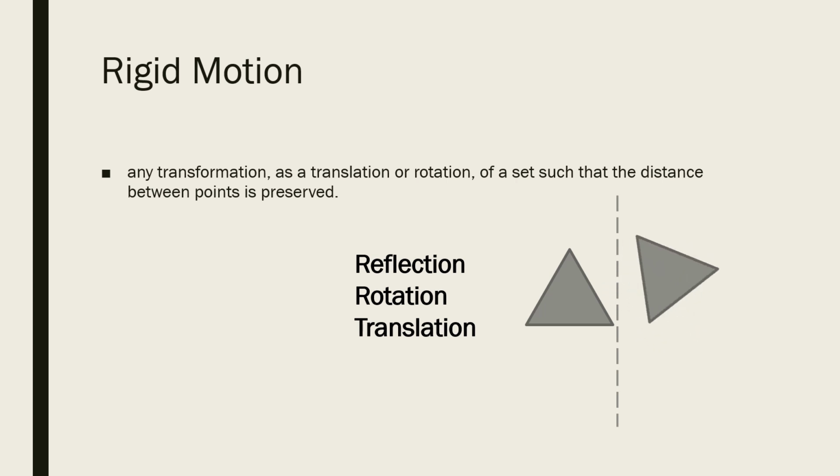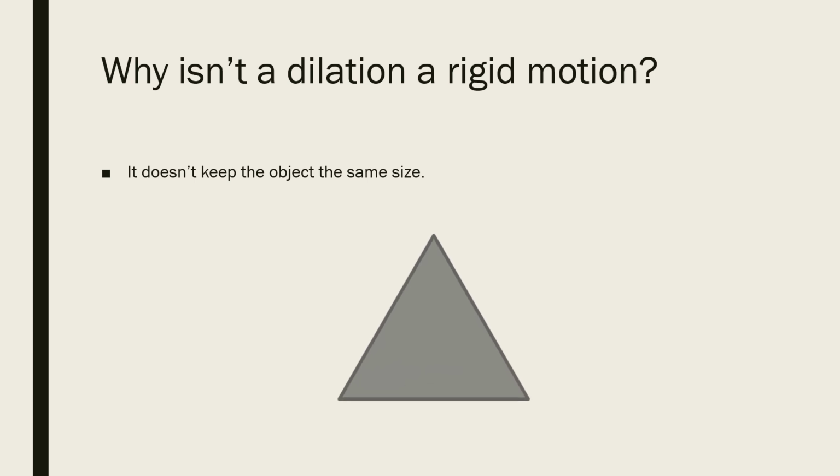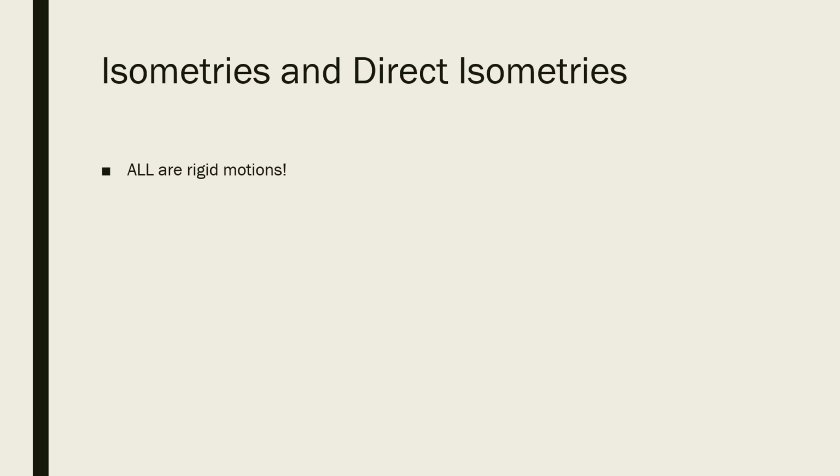Which one's not a rigid motion then? Dilation is the one that is not a rigid motion because it does not preserve shape or size. We know that with dilation, all you have to do is multiply, so it's either getting bigger or it's going to get smaller. Therefore, it is not a rigid motion.